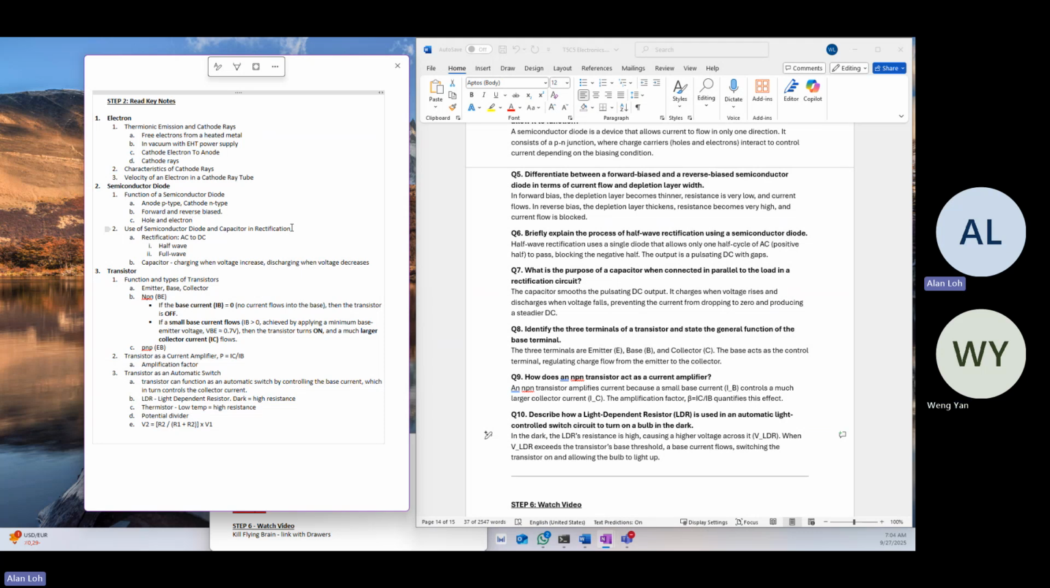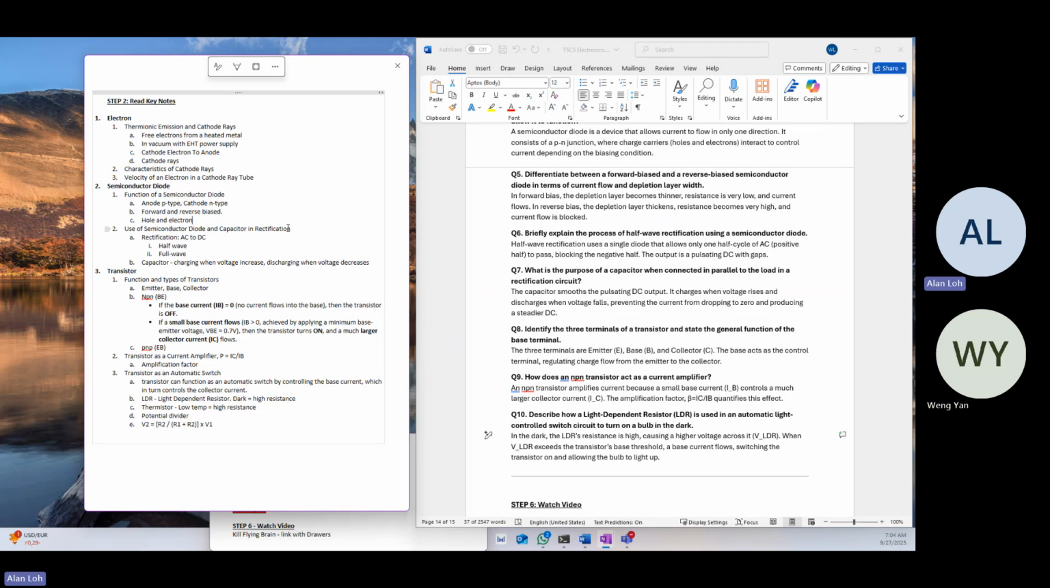And then in the electron drawer, you already have a lot of information. You have the free electron, you have the velocity, you have the vacuum, you have the cathode rays. Then the second drawer, you have the semiconductor diode.